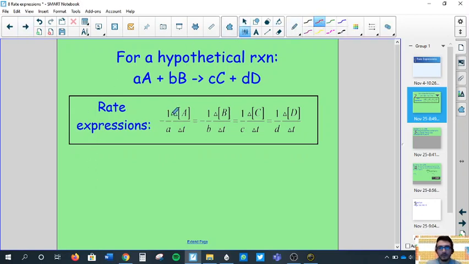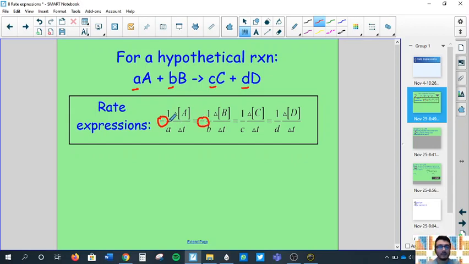Okay, so in this balanced equation, we have our lowercase a, b, c, and d. These are our balanced coefficients from this hypothetical reaction. These can be equated to each other's rates of change in this way. Reactants will change their concentrations by decreasing, so we have a negative sign here, and a negative sign there.